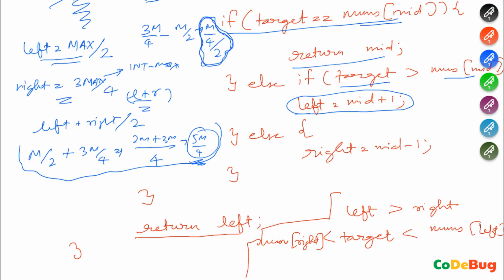This is the conventional binary search algorithm. Otherwise, we look for it in the left portion of the array. If the target is greater than nums at mid, we look at the right portion of the array.